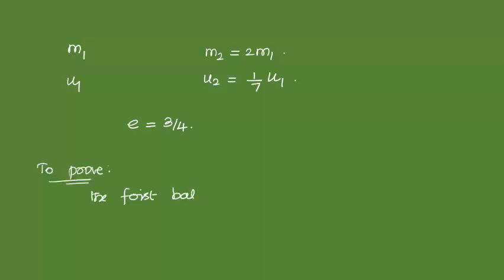In the problem, it is given that two balls are traveling in the same direction. If we consider the mass of the first ball as m1, then the mass of the second ball is twice the mass of the first ball. If the velocity of the first ball before the impact is u1, then the initial velocity of the second ball, u2, is 1/7 of the initial velocity of the first ball. The coefficient of restitution E is given as 3/4. It is asked to prove that the first ball comes to rest after the impact. That is, the final velocity of the first ball, v1, is 0 after the impact.